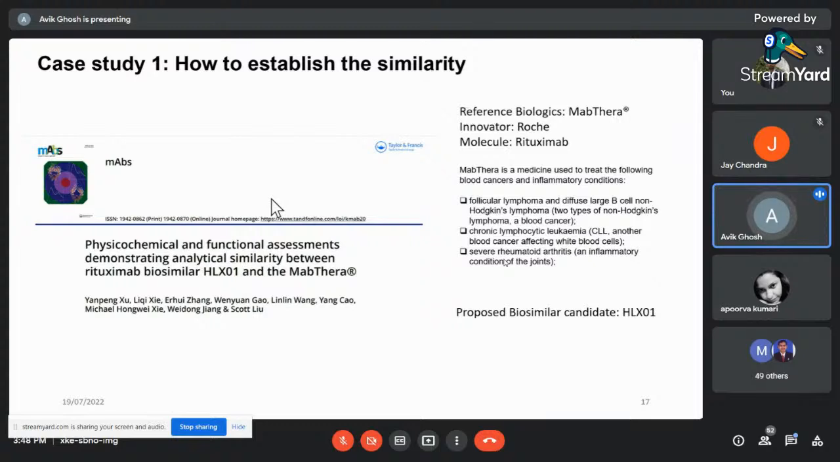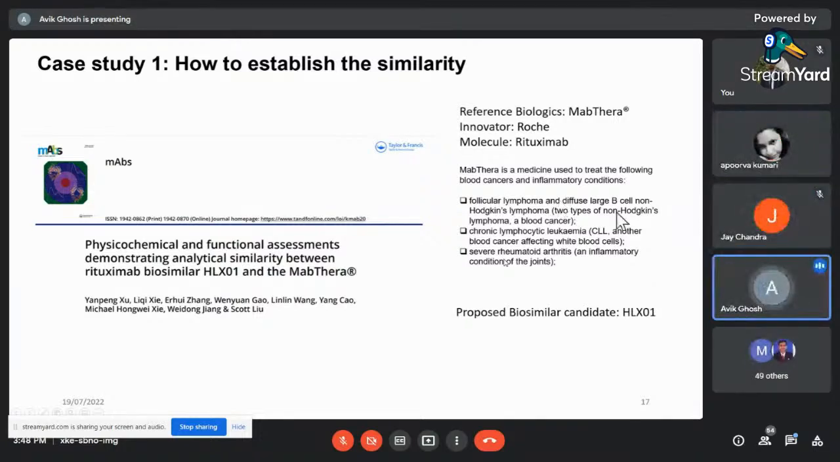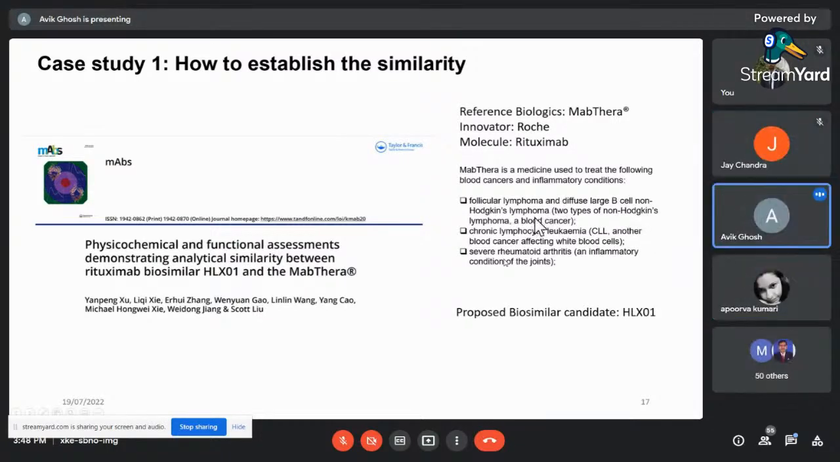Okay, so in this paper, the analytical similarity of a biosimilar candidate called HLX01 is shown. MabThera is the reference biologic. It's a product from Roche. It's generally used for large B cell non-Hodgkin's lymphoma, which is a kind of blood cancer, and for several others like chronic lymphocytic leukemia as well as RA.